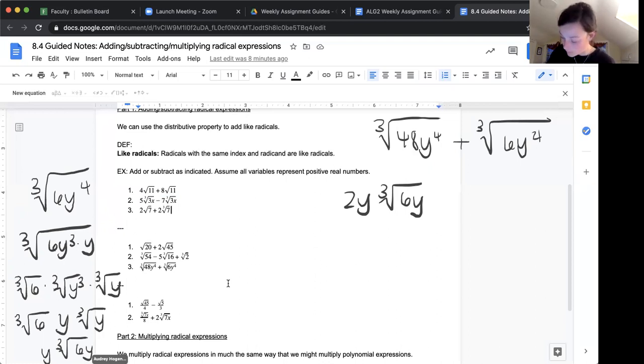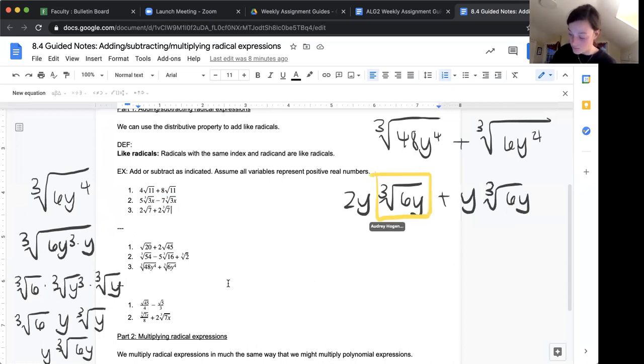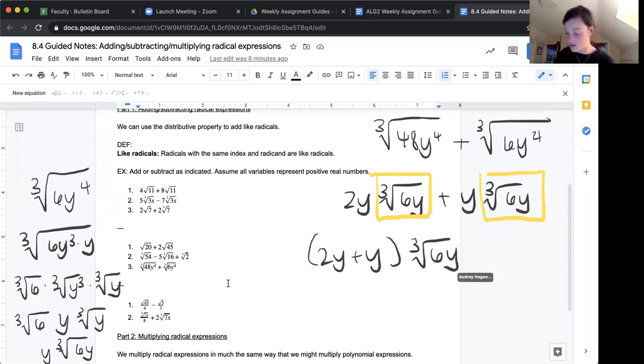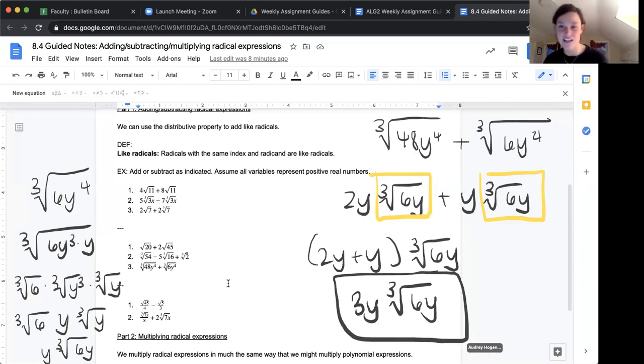So I have 2y plus y times the cube root of 6y. And then since I now have like radicals, the cube root of 6y, I can think about this as 2y plus y times the cube root of 6y. 2y plus y is equal to 3y. So my final answer would be 3y times the cube root of 6y. So that one is tricky because it has a lot of moving pieces, but as long as you keep track of what you know and remember that you're just breaking up radicals like we already know how to do, then you will be fine on these problems.